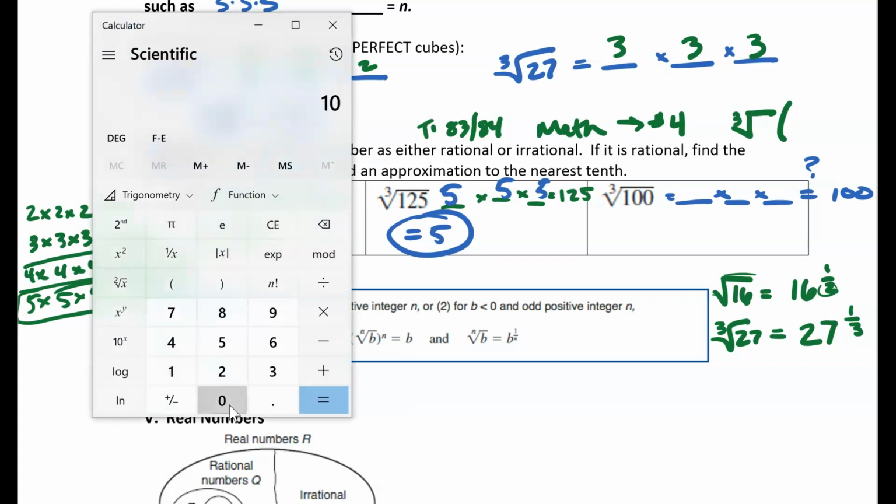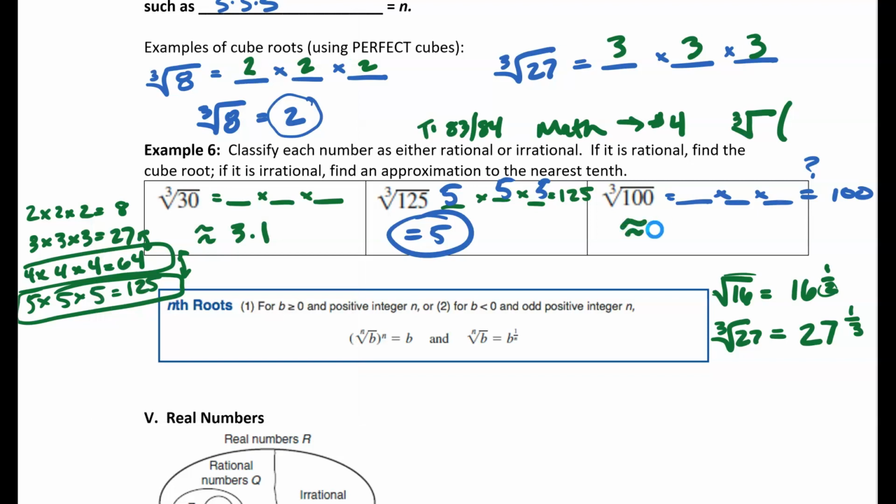So I'm going to do 100, the exponent key, 1/3 power, and I get a decimal. So 4.6 approximately. So that looks like an irrational number for the last one and the first one. Okay.